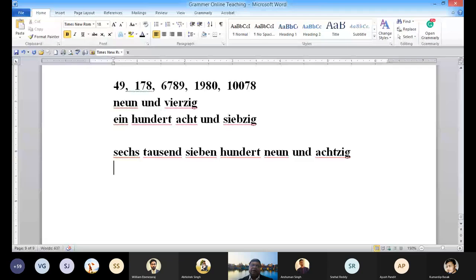Similarly, this one, how will I read 1980? 1000 900 and this is just 80. So for 80 you have to read 80. 1900 80.